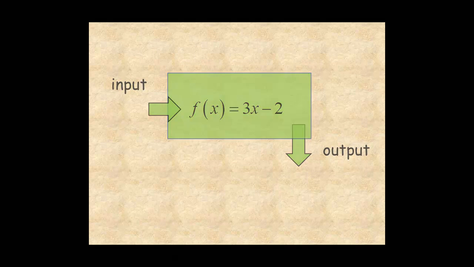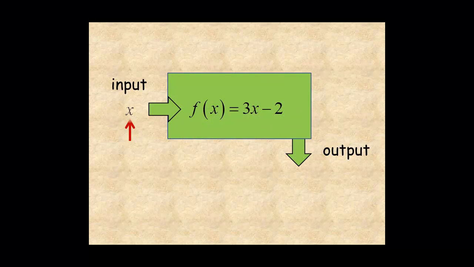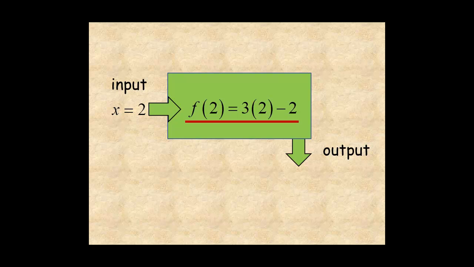Remember the function machine. X is the input, and f of x equal 3x minus 2 is the output. F of x equal 3x minus 2 is the internal mechanism of the machine that defines the relationship between an input and an output. For example, if you input x equal 2, the output is f of 2, or 3 times 2 minus 2, which is 6 minus 2, which is 4.